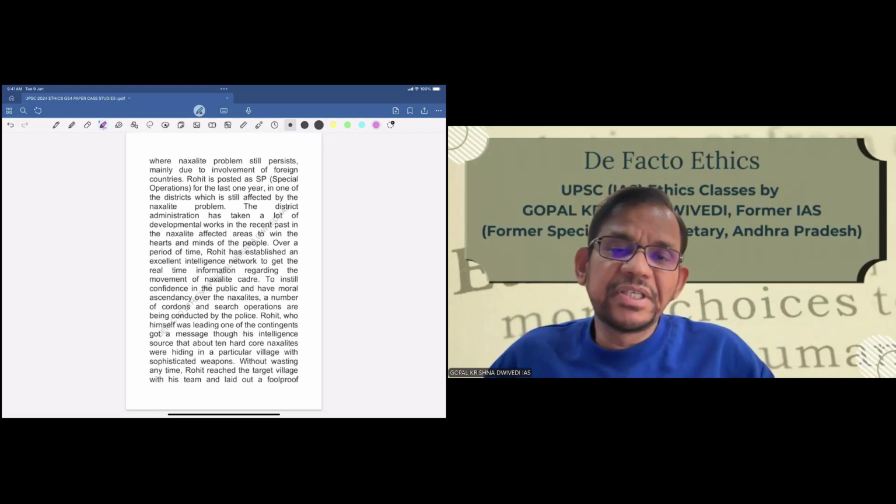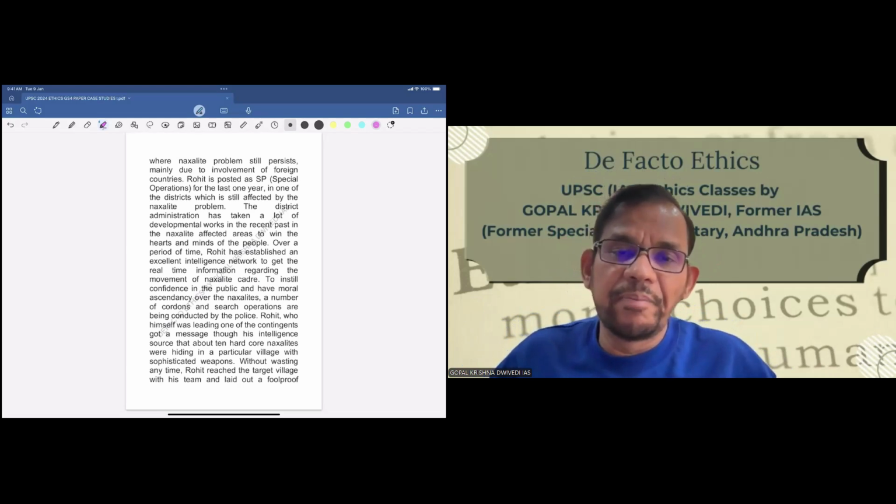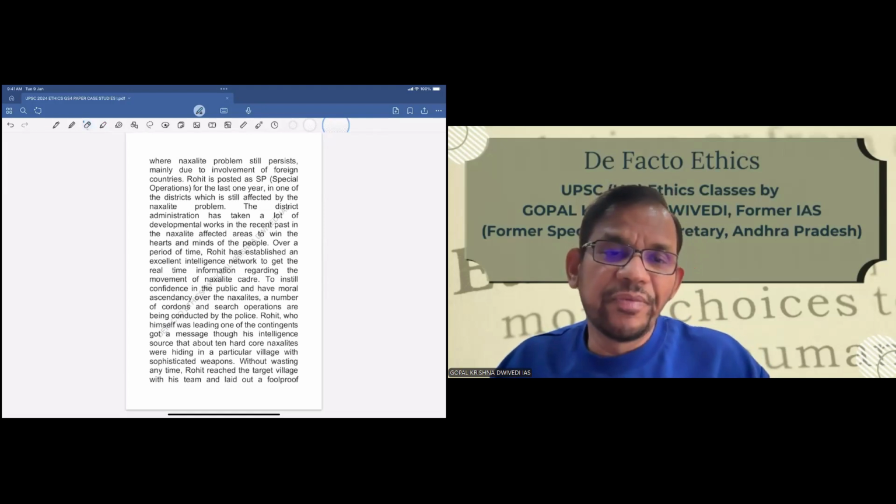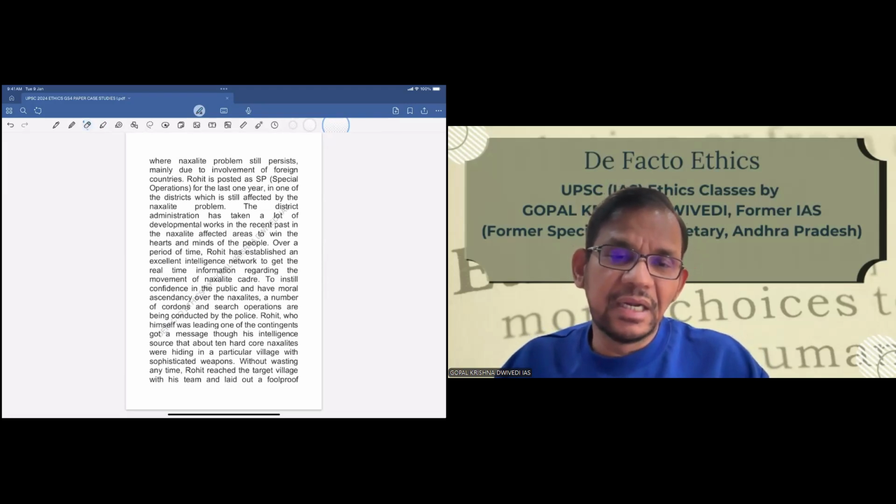The district administration has taken a lot of development works in the recent past in the Naxalite affected areas to win the hearts and minds of the people. Over a period of time, Rohit has established an excellent intelligence network to get real-time information regarding the movement of Naxalite cadre. To instill confidence in the public and have a moral ascendancy over the Naxalites, a number of cordon and search operations are being conducted by the police.